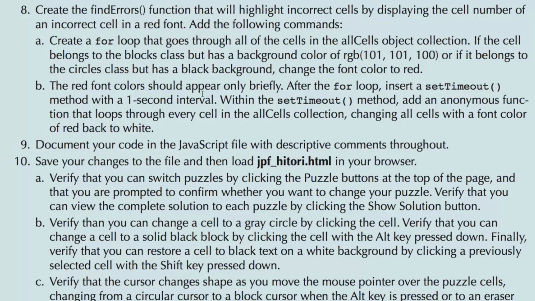Then we want the red font color to appear only briefly after the for loop, so we're going to set up a setTimeout method and assign to it a 1-second interval, and then within the setTimeout method we'll add an anonymous function that then loops through every cell in the allCells collection and just changes the cell with the font color of red back to white.